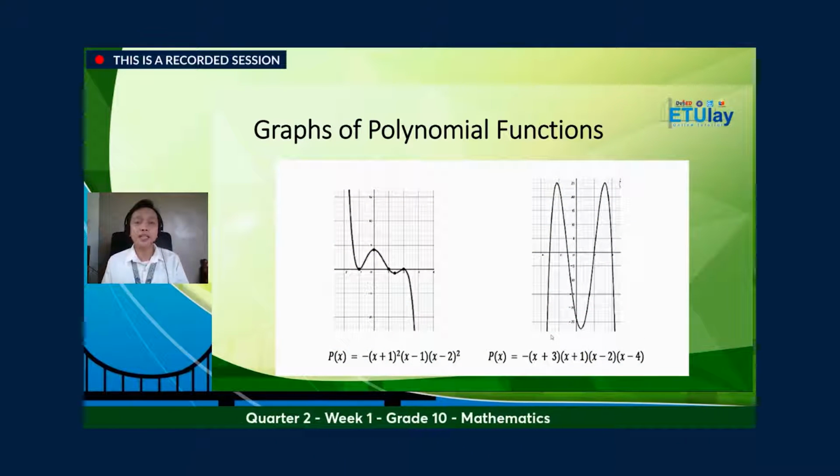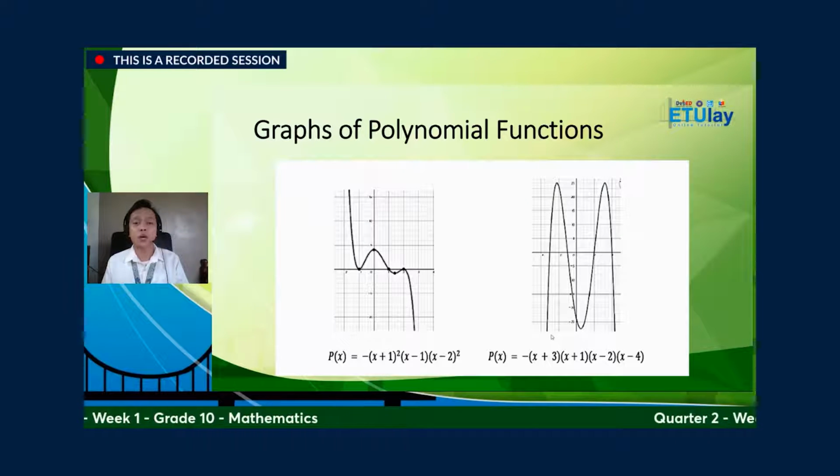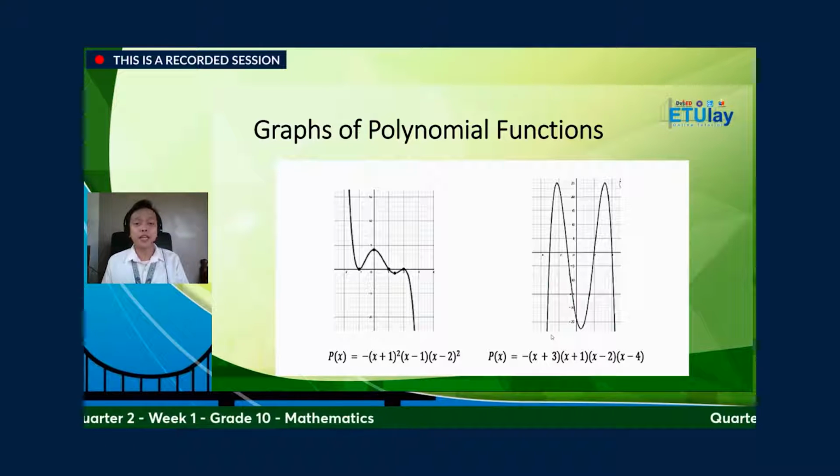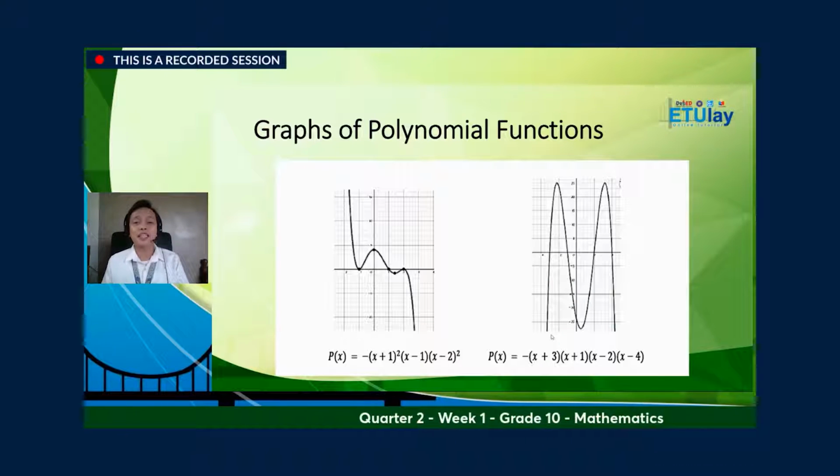The first one is P of x is equal to negative times the quantity x plus 1 raised to the second power times the quantity x minus 1 times the quantity x minus 2 raised to the second power. While the other graph is P of x is equal to negative quantity x plus 3 times quantity x plus 1 times quantity x minus 2 times quantity x minus 4.